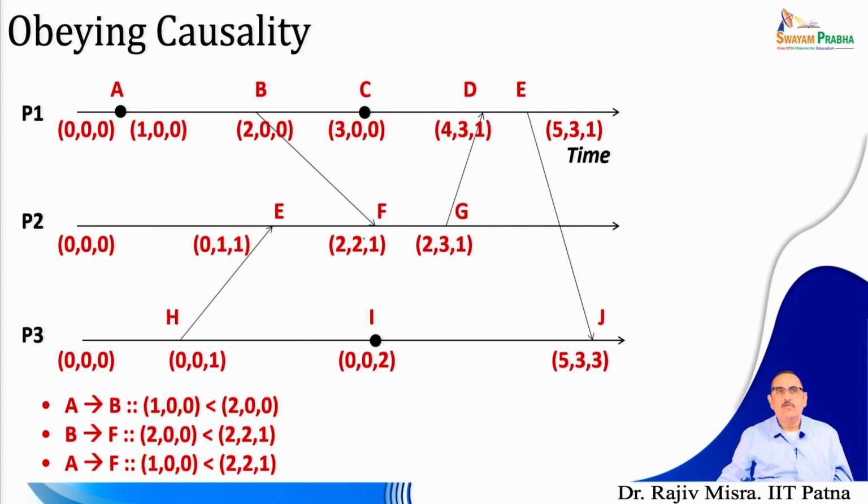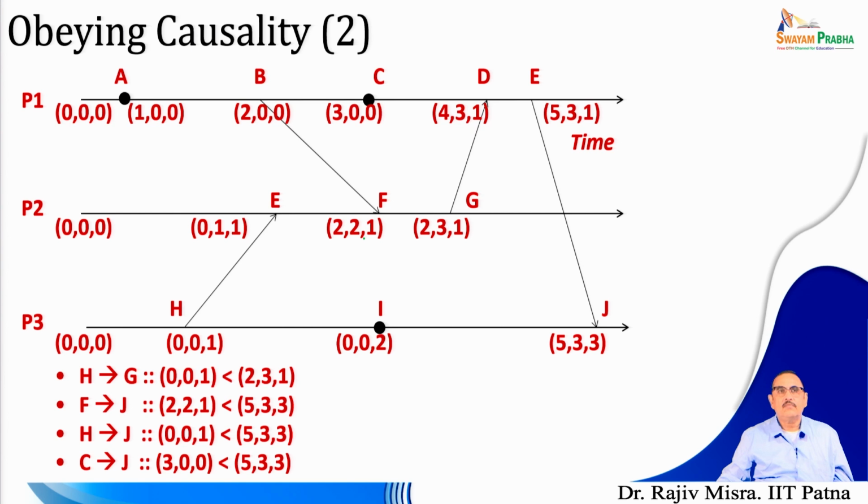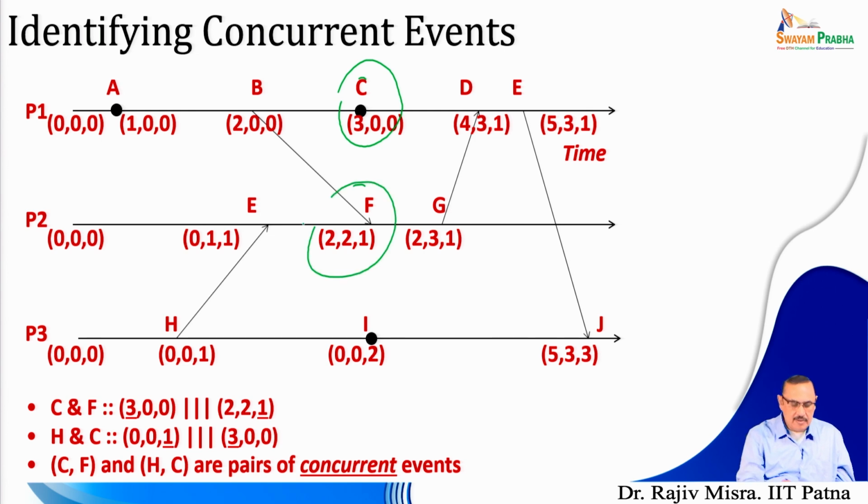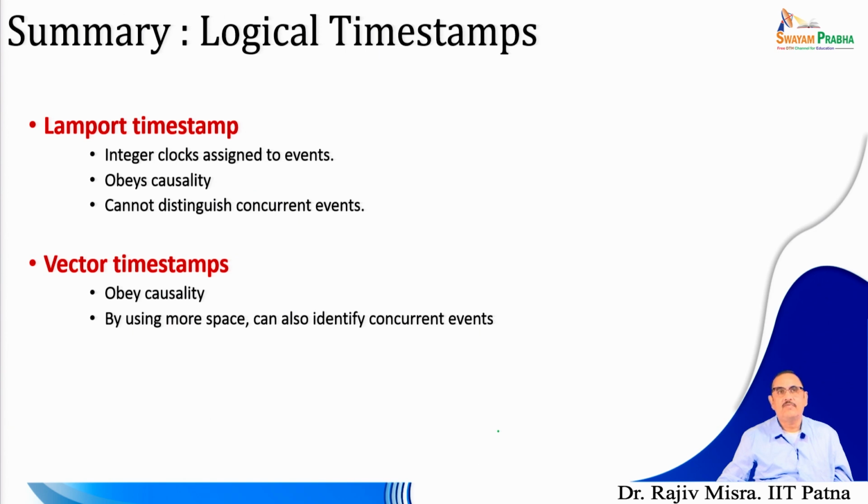So, vector clocks obey causality, which is shown here with different examples. In this example, you can see that C and F can be compared by their vector clocks. Here it is higher, but there it is lower, and here it is lower and this is higher. So, neither is C less than F, nor is F less than C. So, they are concurrent events, as shown here. Just by looking at the clock values, you can infer whether they are concurrent events or happened-before relations.